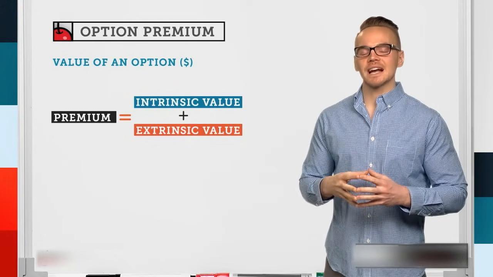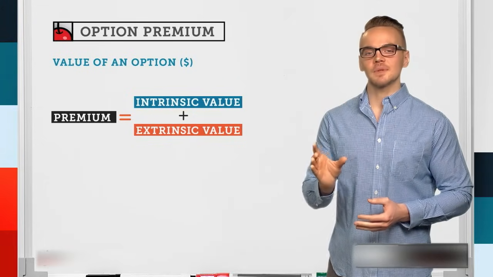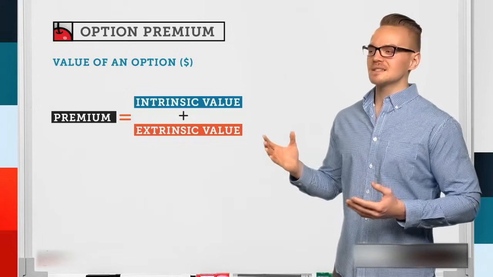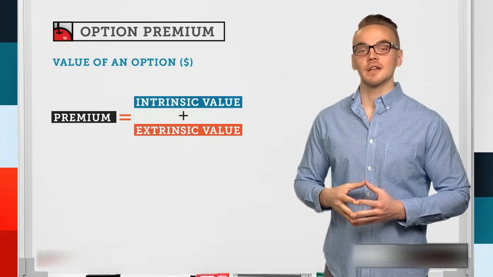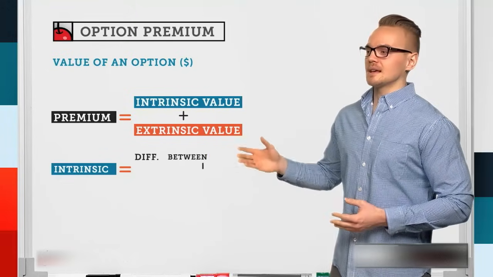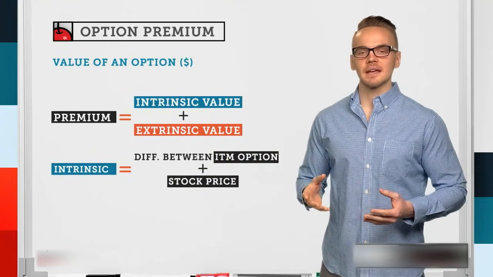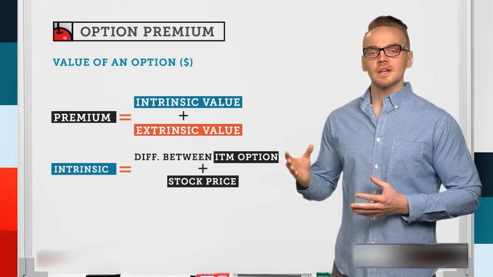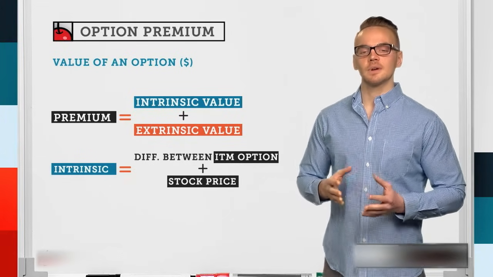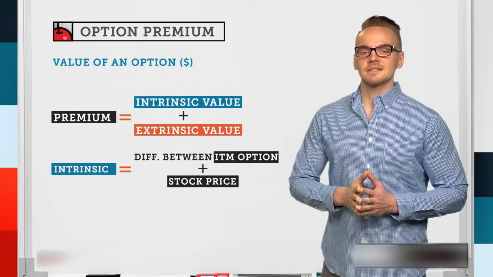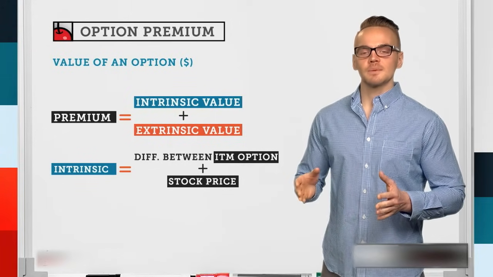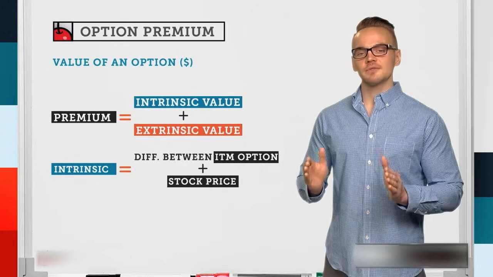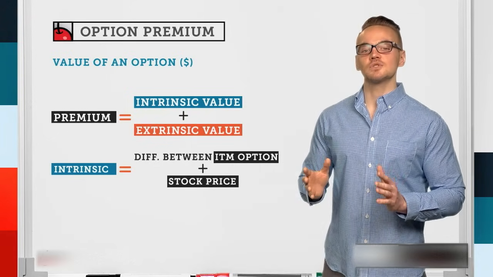In order to determine the actual dollar value, we need to take the value that's given and multiply it by 100. But with that said, let's look at how premium is derived: it's intrinsic plus extrinsic value. Intrinsic value is the difference between an in-the-money option's strike and the stock price. This can be thought of as the real value of the option. For example, if I've got an in-the-money call at a 95 strike and the stock price is at 100, at expiration I'll be able to buy those shares at 95, even though the stock is trading at 100. That 5-point difference is intrinsic value.